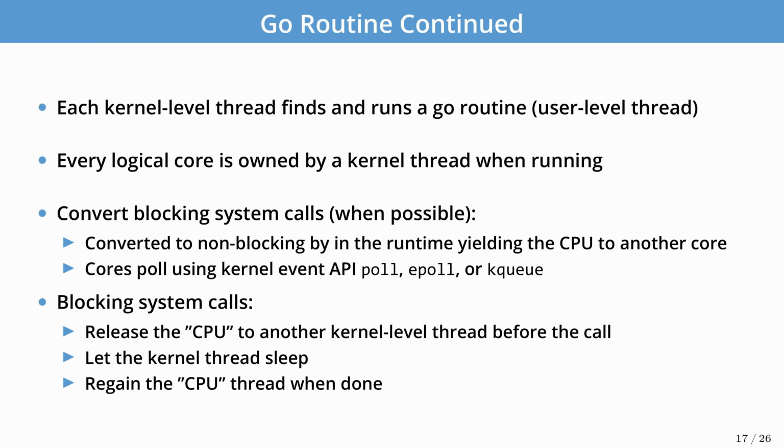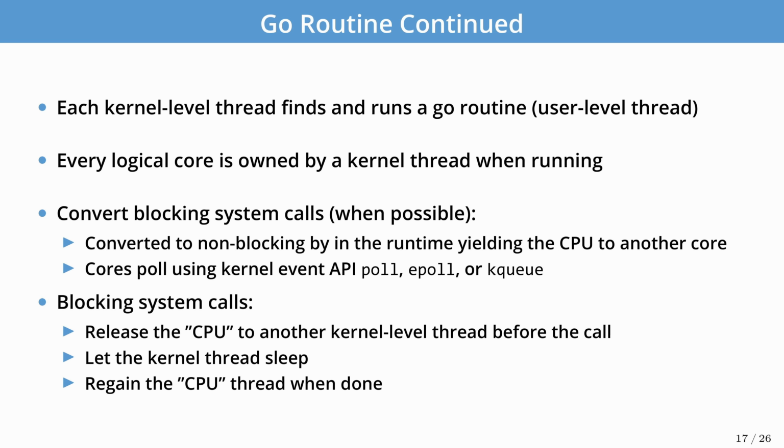Whenever you make a blocking system call, those system calls, as we mentioned with other user-level threading packages, will be converted to non-blocking calls when possible. This is going to allow the runtime to yield the CPU to another Go routine while a dedicated CPU polls on kernel events using one of the event APIs provided by modern OSs, which maybe we'll get to later in the term. And it's going to see what events have completed to then reschedule any Go routines that need to run.